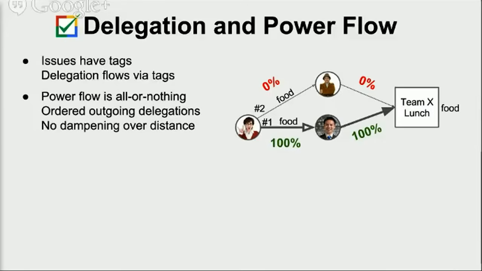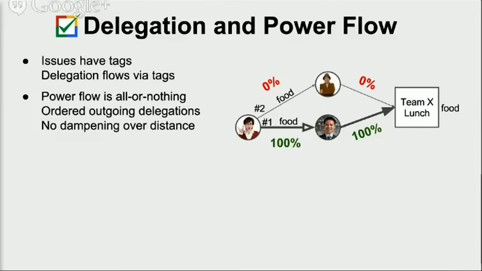So what you do is you rank your delegates. You have to choose that, yes, I trust Lynn more than I trust this other guy for food voting, and then Lynn gets 100% of the vote if he votes. If he didn't vote, then the other guy would get 100% of the vote.